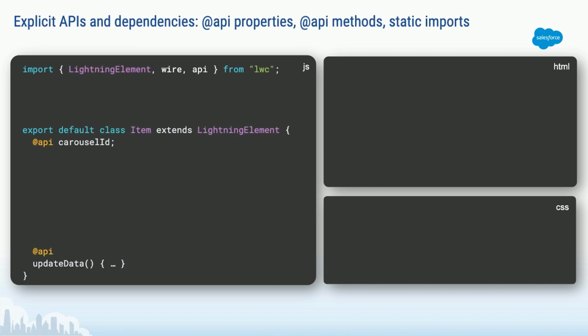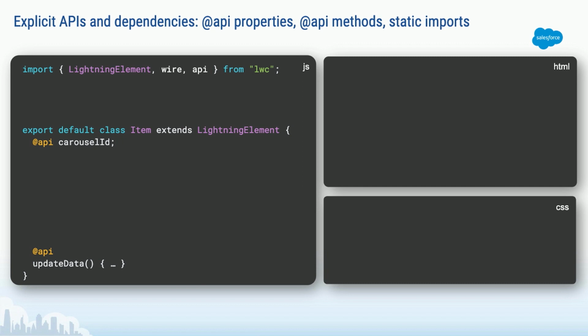So we're going to build this component. We're going to build this carousel item. We're going to have JavaScript, HTML, and CSS. In LWC, and again, some of this applies to Aura as well, the first part is that we build the foundation. We import LWC. We extend from LightningElement, which is the class, and we declare two properties.